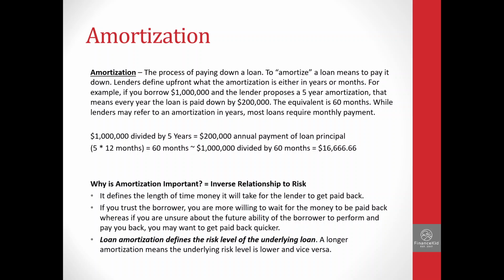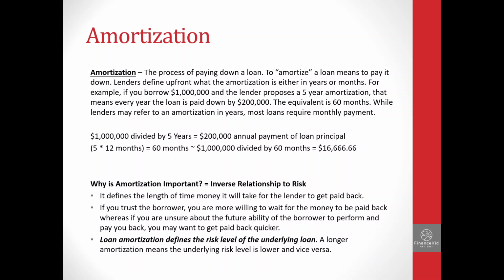So when you look at amortization, it's the inverse relationship to risk. The higher the risk level, the shorter the amortization. The lower the risk level, the longer the amortization, simply because I'm willing to wait longer to get paid back because I'm comfortable waiting that long.